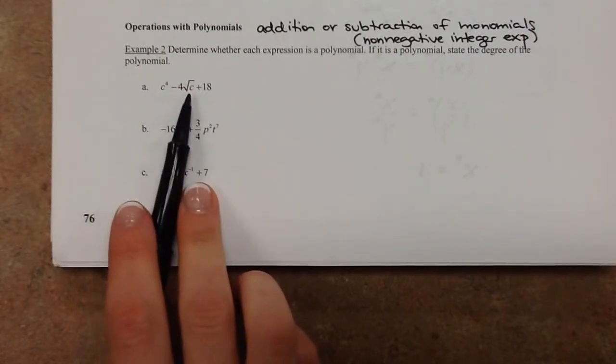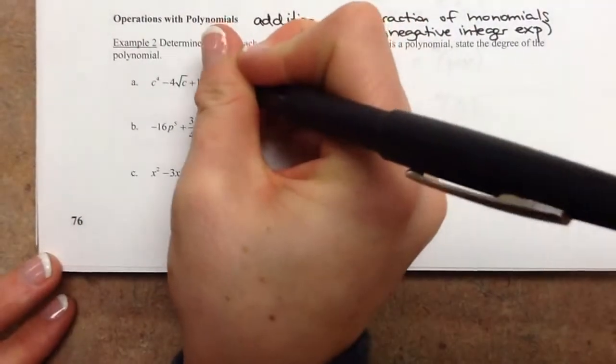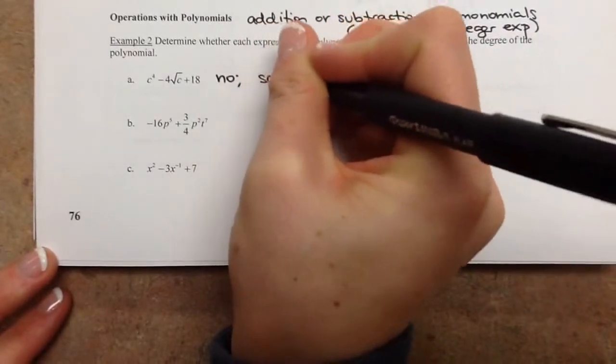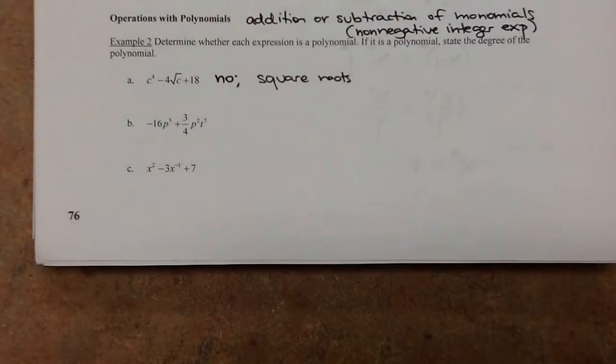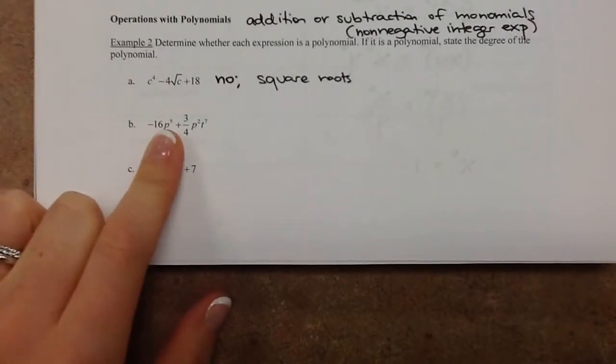And then here you've got a square root. There's no room for square roots in the definition of polynomials. So no, and then the reason to keep in mind is that you can't have any square roots. So square roots are not a non-negative integer exponent. They're kind of this other thing that we're going to categorize later, but just know for now that they are not integers.